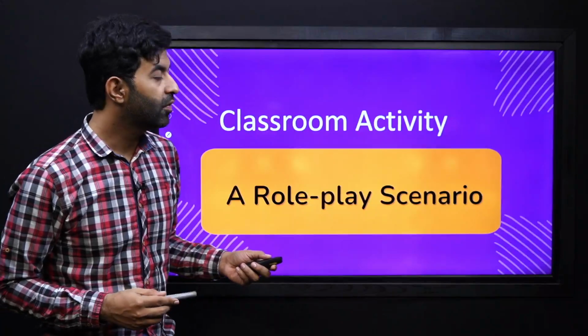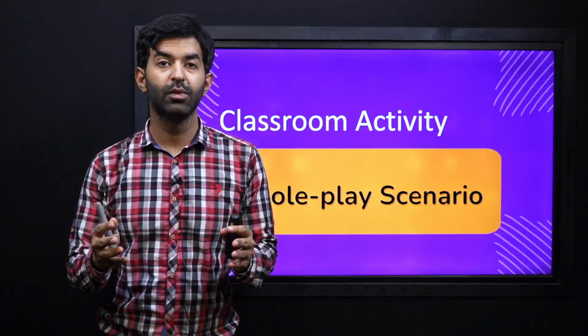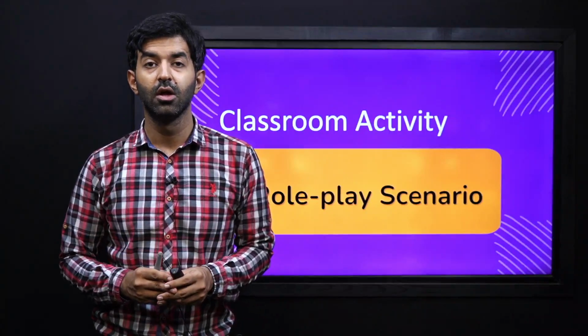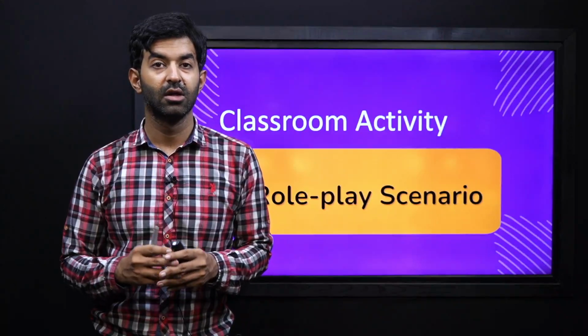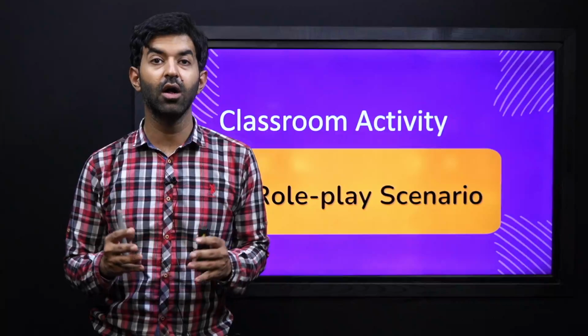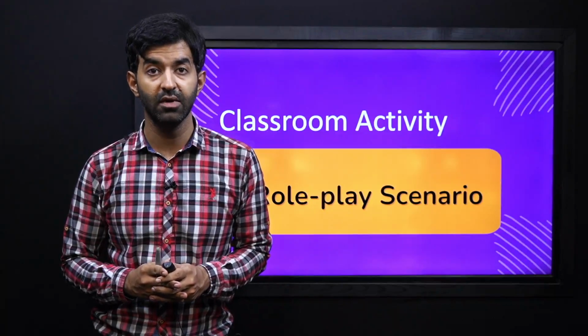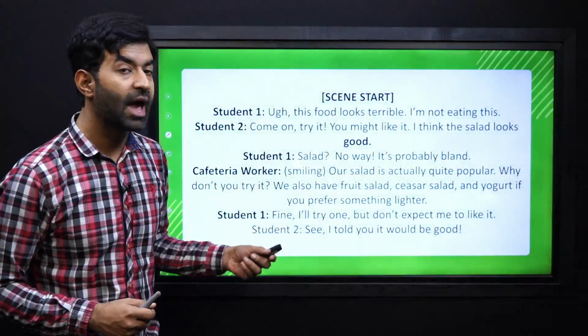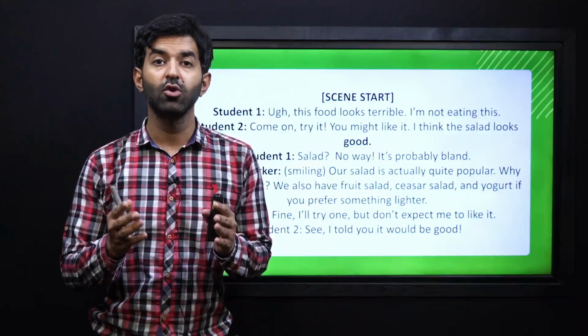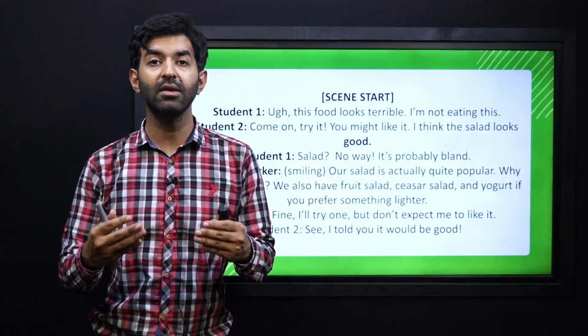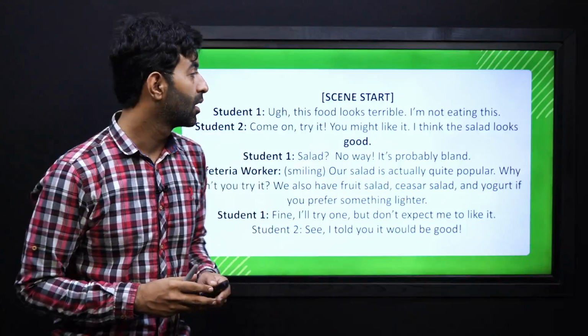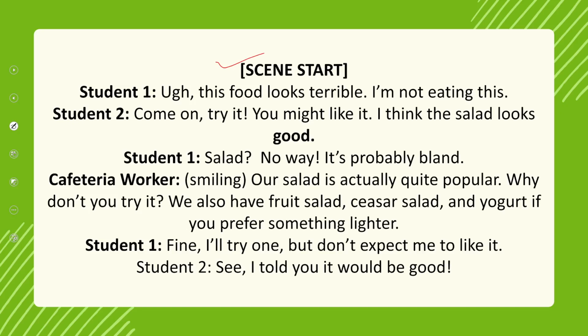Now, here we have in your classroom activity, I hope that you're present in your class with your teacher. So be ready for this and gather up yourself because we are going to do a role play scenario in your classroom activity. Now, here we have a scene. Let's read it out. Then you can take up your character and act it out in front of the whole class. So the scene starts from here. Student 1, student 2, these are our characters and also the cafeteria worker. So there are 3 roles, 3 characters.